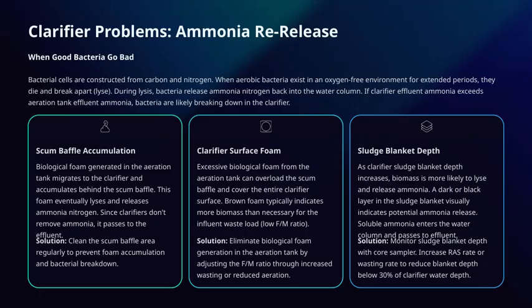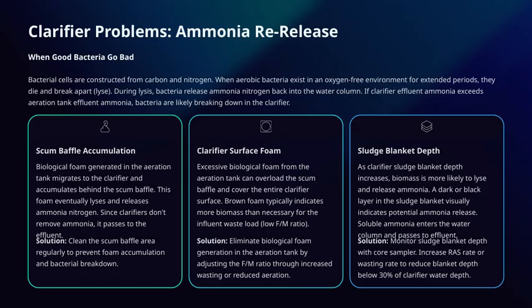Let's take a closer look at some clarifier problems related to ammonia re-release and what causes bacteria to go bad in this process. First, bacterial cells are built from carbon and nitrogen. When aerobic bacteria end up in an oxygen-free environment for too long, they die and break apart, a process known as lysis. During this breakdown, bacteria release ammonia nitrogen back into the water. Now, if we see that the ammonia levels in the clarifier effluent are higher than in the aeration tank, that's a red flag. It indicates bacteria are breaking down in the clarifier rather than in the aeration tank, causing ammonia to be released where it shouldn't be.